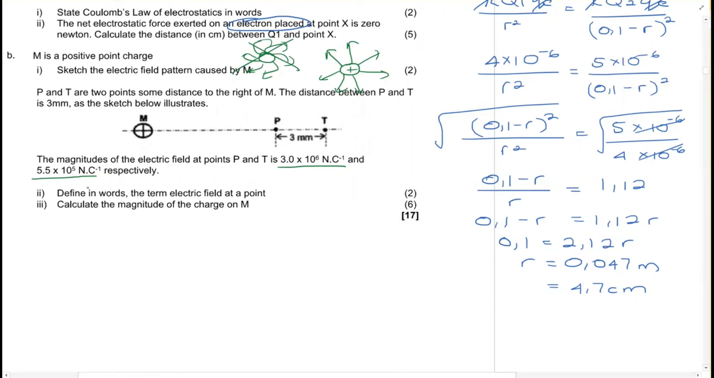Define in words the term electric field at a point. If you're looking at the magnitude of the electric field at a point, it is the force experienced per unit positive charge. If they just say describe an electric field, then you say that it is a region in space where a charge experiences a force.